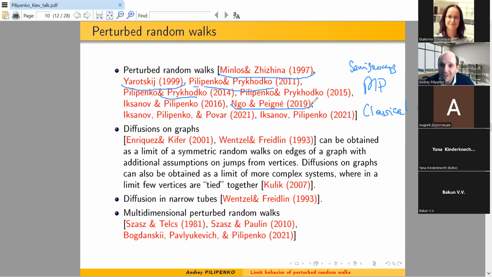Ngo and Pinier used relative compactness plus convergence of finite dimensional distributions. If you try to use this method, you have to be very careful because it is impossible to find a nice formula. You have to make a lot of estimates. Actually, they consider the following model.